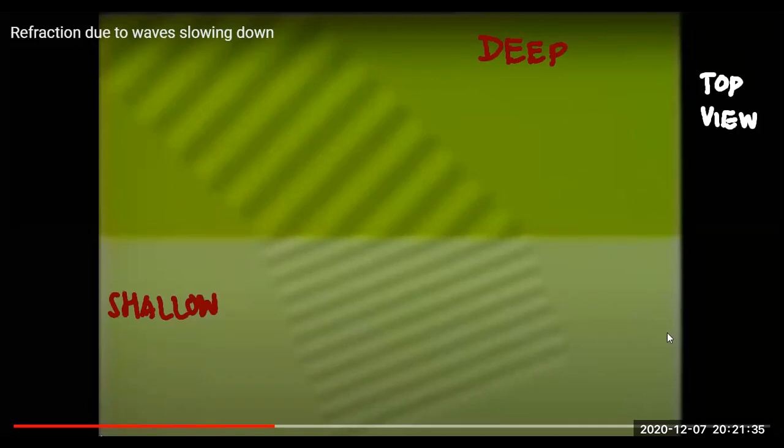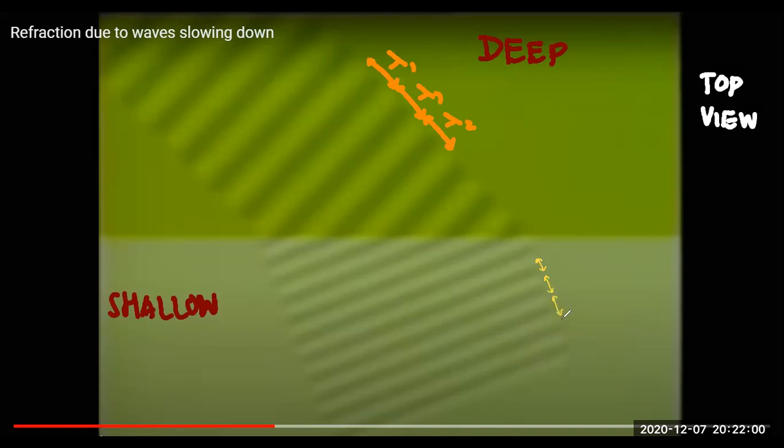So in the deep region, if I mark the wavelength, how should I be marking the wavelength? It should be like this, correct? This is our wavelength. See, this is the wavelength, lambda 1. But whereas in the shallow region, the wavelength is going to be this small portion. Length between what? The bright lines. So that is our lambda 2.